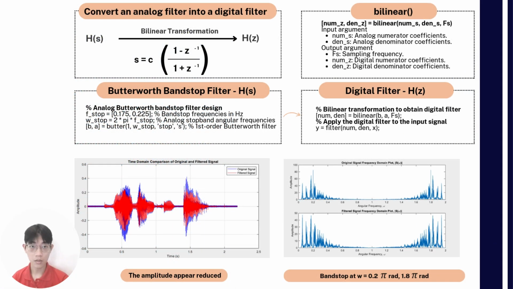In this slide, I demonstrate the process of converting an analog filter into a digital filter using bilinear transformation. The analog Butterworth bandstop filter is designed with stop band frequencies of 0.175 and 0.225.